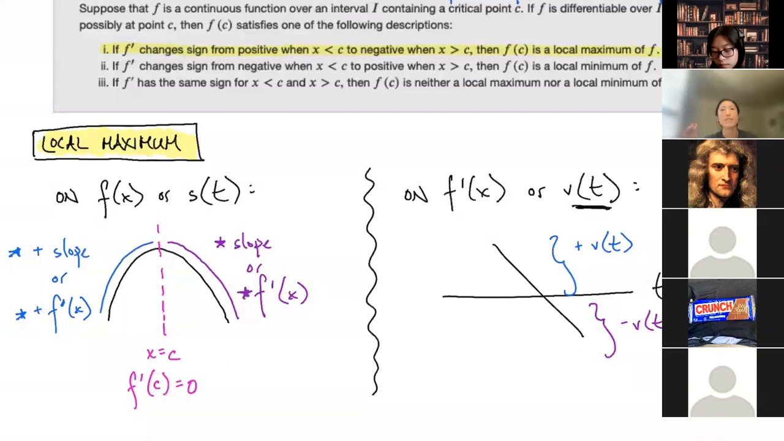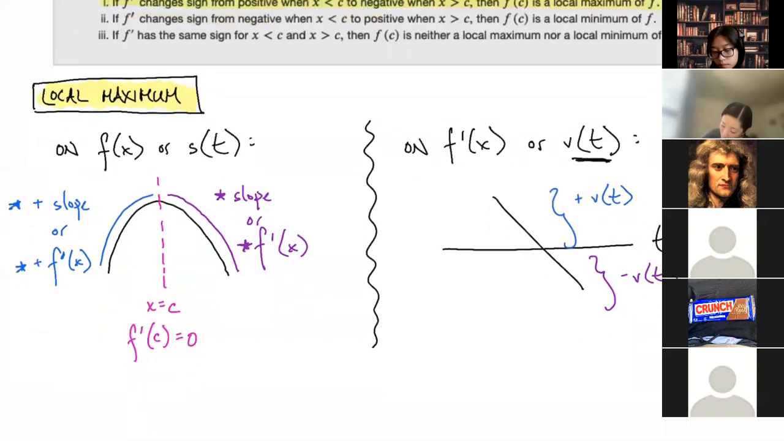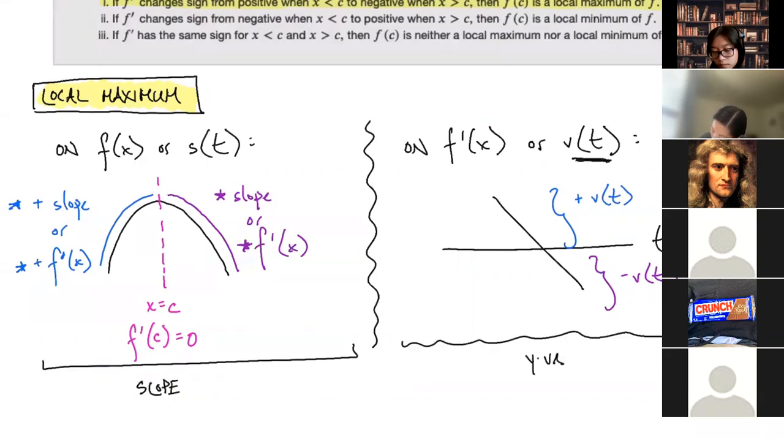I know it has a negative slope, but this is not a graph of position. This is a graph of velocity. So we're reading it like we're reading y values. And so maybe we leave ourselves a little note that on this one, we are reading slope, but on this one, we are reading y values.